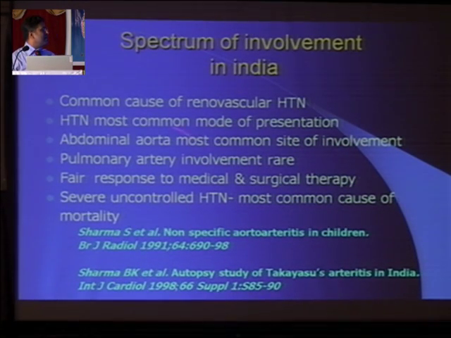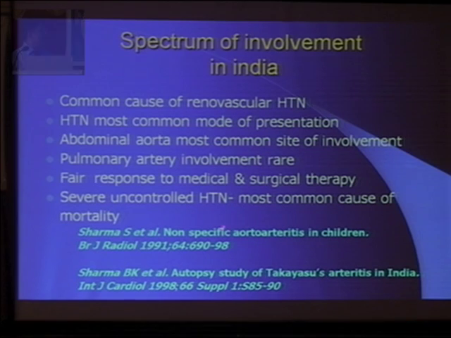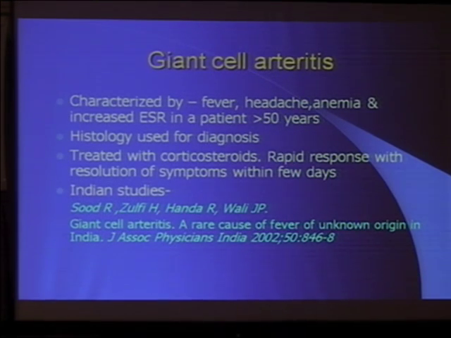Some studies from India say that it's a very common cause of renovascular hypertension, with this being the most common mode of presentation. And this is also the most common cause of mortality. So there is a huge role for surgical stenting. Giant cell arteritis luckily responds beautifully to steroids. So you don't even have to give any other DMARD, just steroids would be good enough.